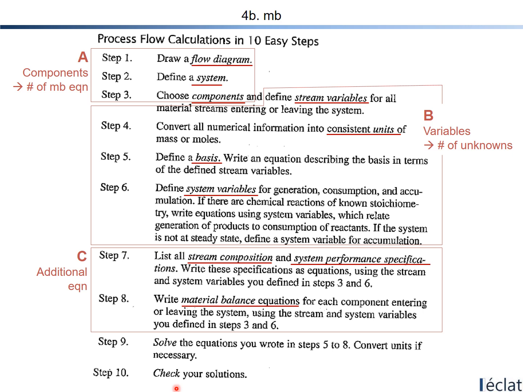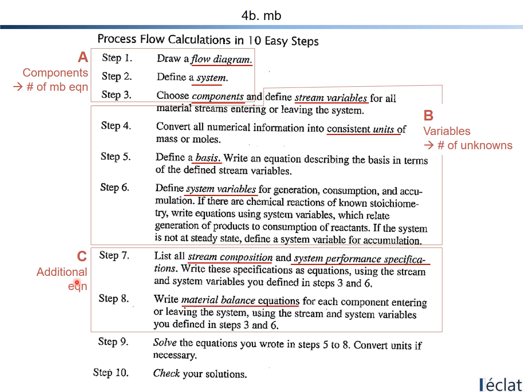In the very first example, I'll try to follow those 10 steps. However, after that, I'd like to simplify those 10 steps into 3 steps. As you know, to solve some problems, you should have the same number of unknowns and the same number of equations. So in step A, you will determine the number of material balance equations. And step B, you will decide the number of unknowns. And step C, additional equations.